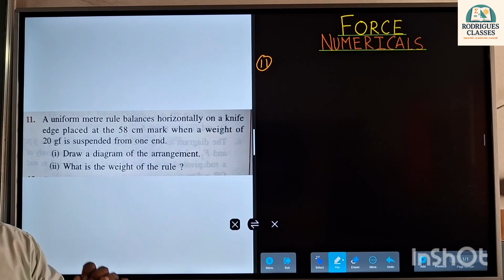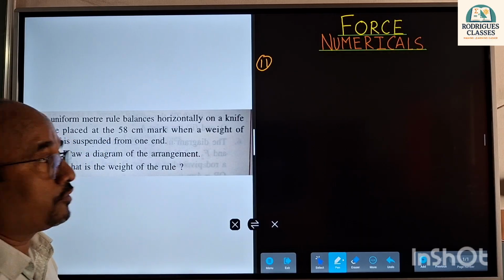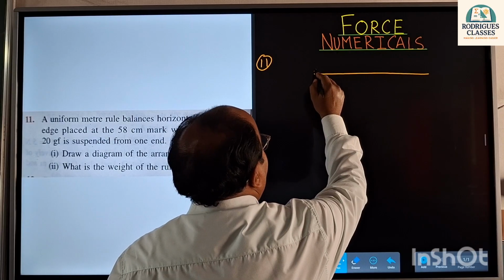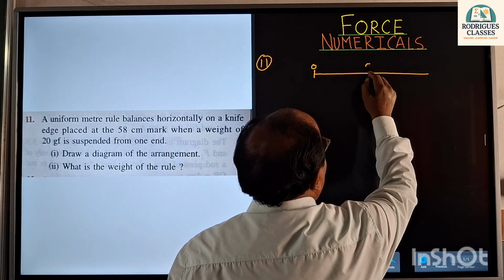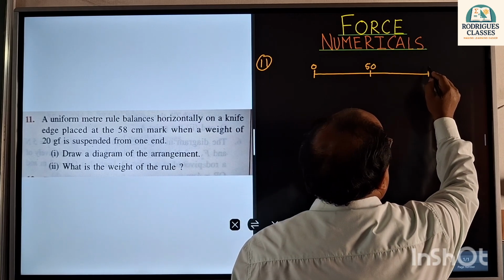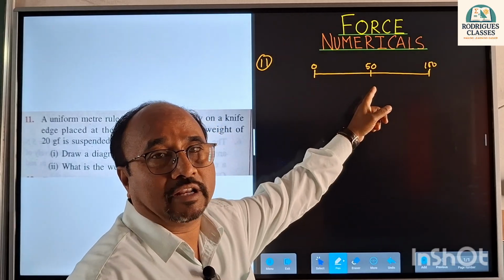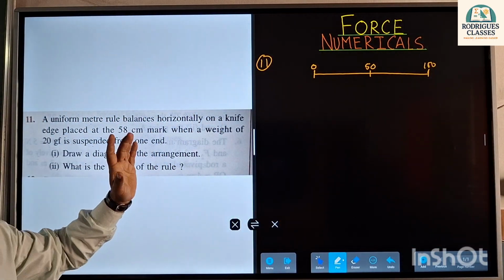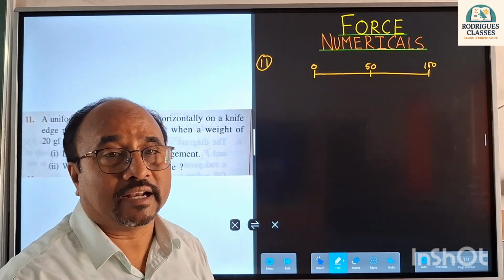So let us start with drawing the diagram first. Very important part, how to draw the diagram. So a uniform meter rule is there. So let us have a uniform meter rule, as I told in the previous sum. Very important points to mark are these: starting point 0, the center of gravity point 50 centimeter. 50 centimeter will be the center of gravity. It is a uniform meter rule. Okay, and the end part is at 100 centimeter.